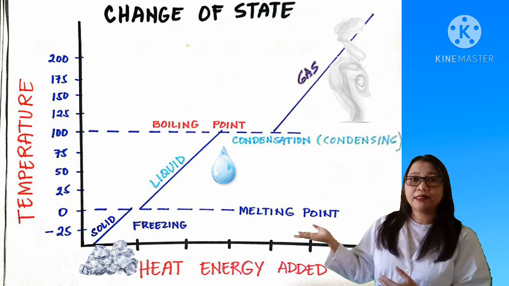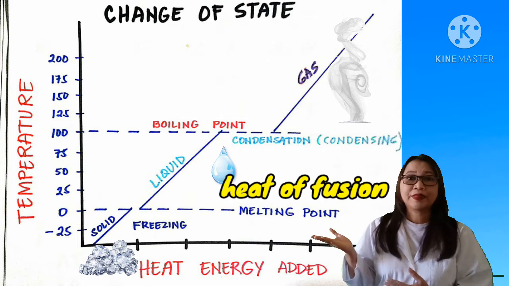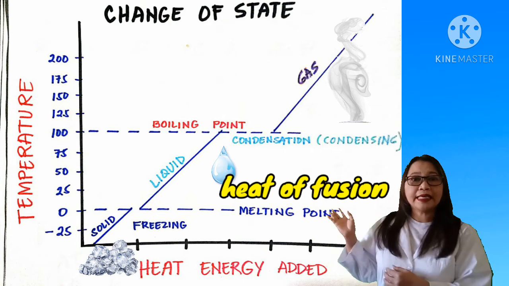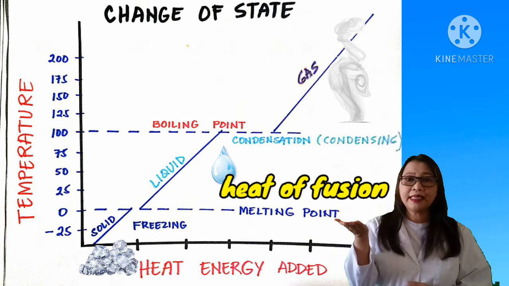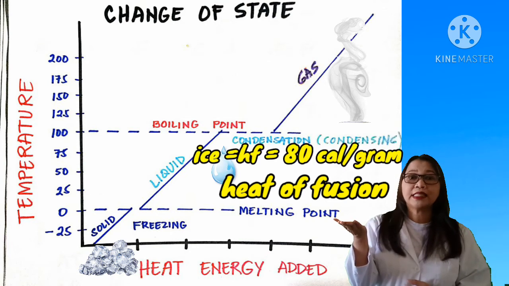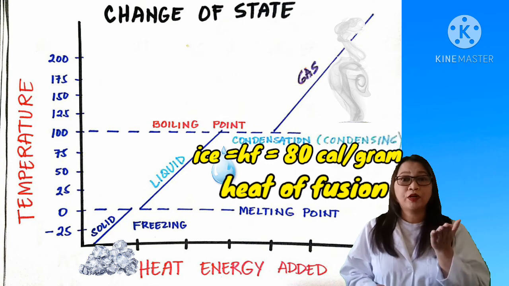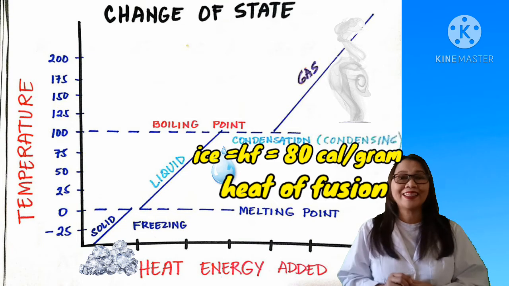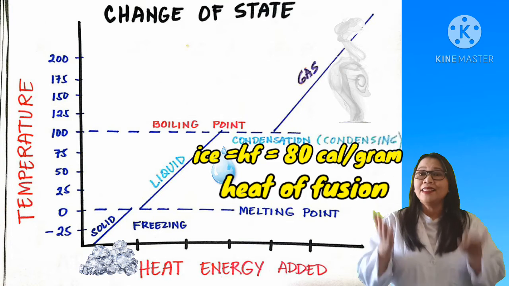For melting ice, the heat referred to is the heat of fusion, the heat required to melt 1 gram of a solid at its melting point. For ice, 80 calories of heat energy is needed to convert 1 gram of ice to 1 gram of water at 0 degrees Celsius. Thus, 80 calories is the heat of fusion of ice.